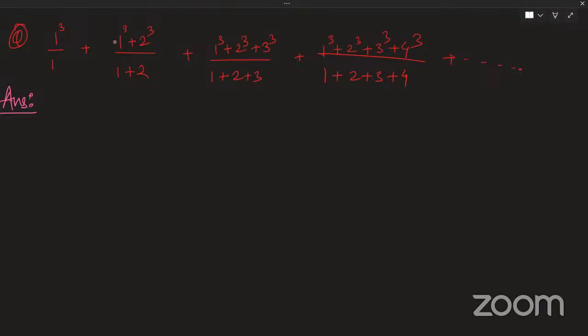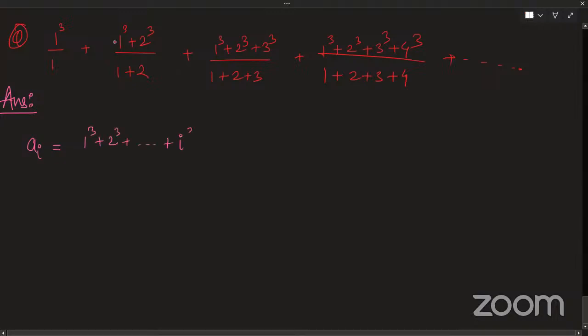Tough? Easy. First of all, don't hurry. So how do we write its ith term? What is its ith term? If I pull out any ith term, it would basically be 1 cube plus 2 cube, and so on till i cube, divided by 1 plus 2, and so on till i. Right, everyone? This is correct?